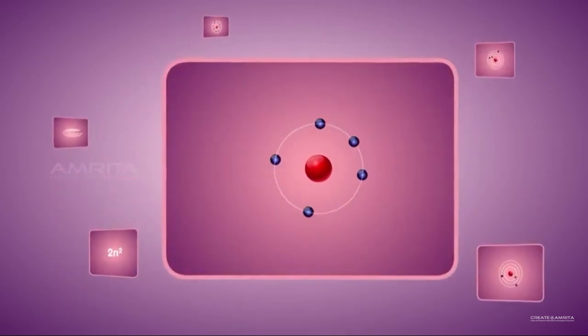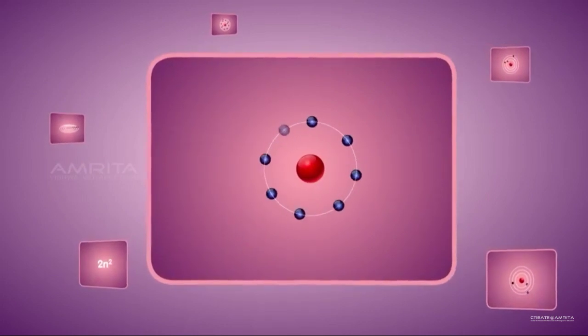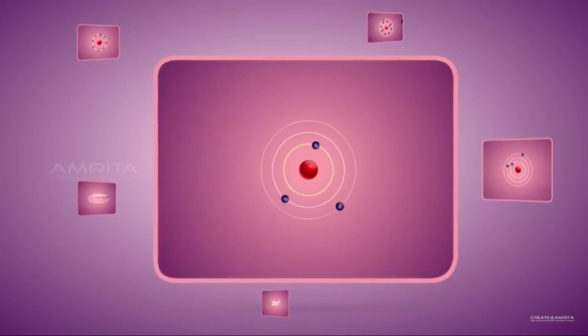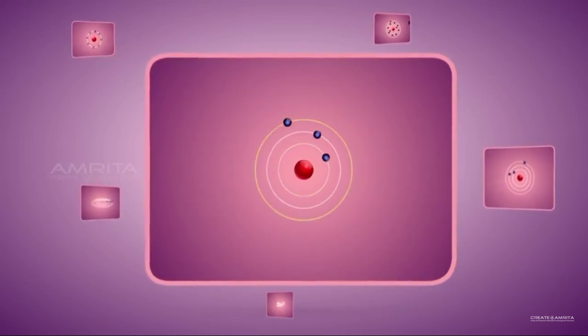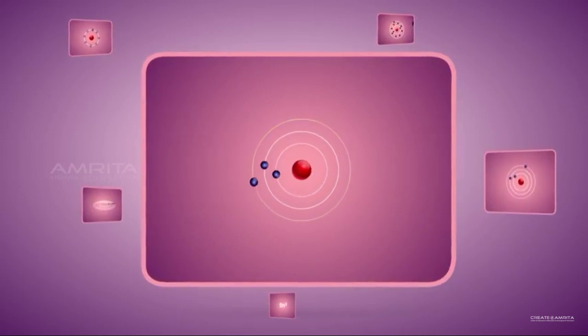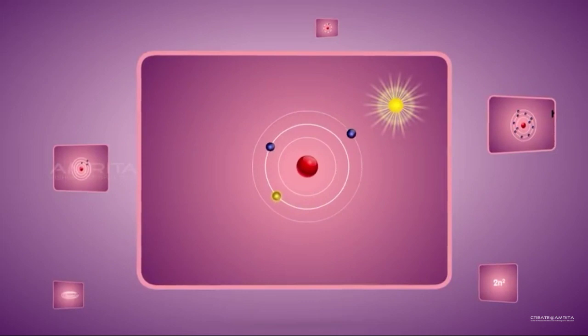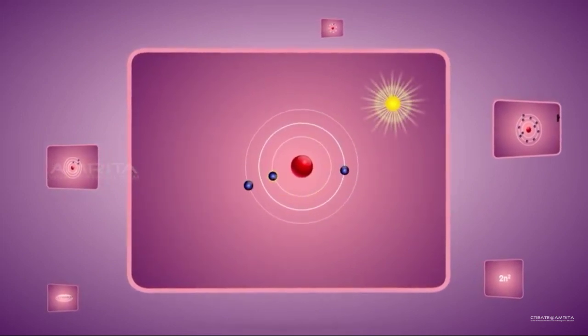The maximum number of electrons that can be accommodated in the outermost shell is 8. The orbit closest to the nucleus has minimum energy and the orbit farthest has maximum energy. Electrons are excited to the higher energy levels by absorbing energy and return to the lower energy levels by radiating energy.